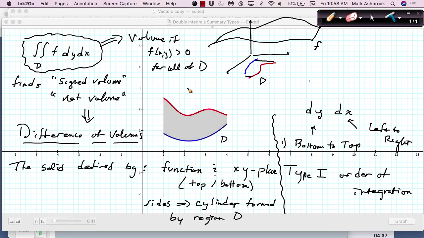Okay, so all review, but really important that you have these images in mind. Questions? Okay, so we're going to work more on double integrals today.